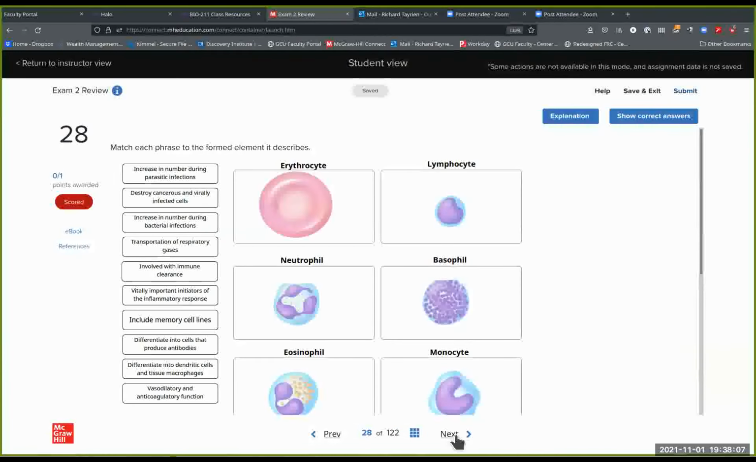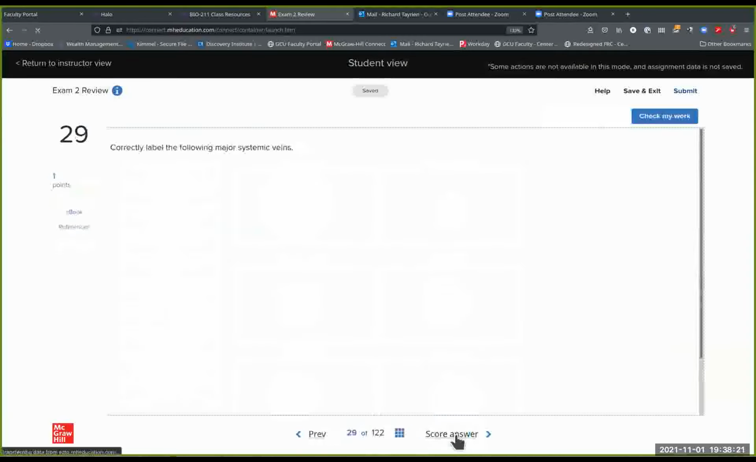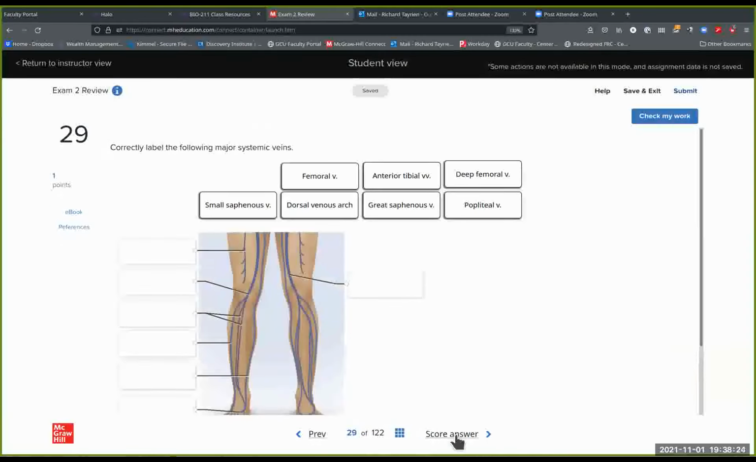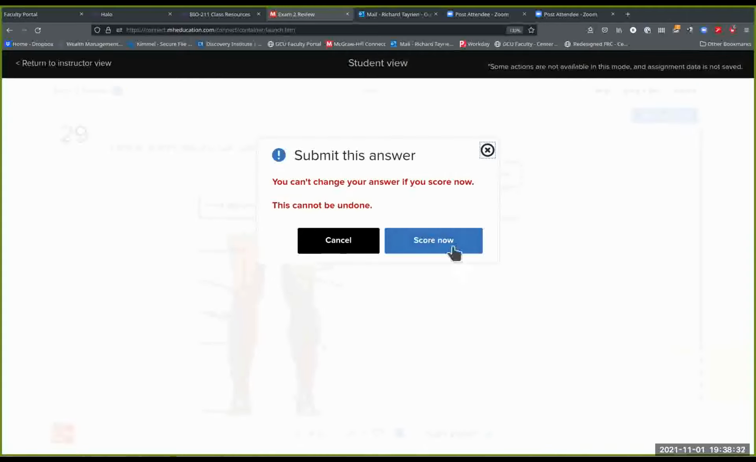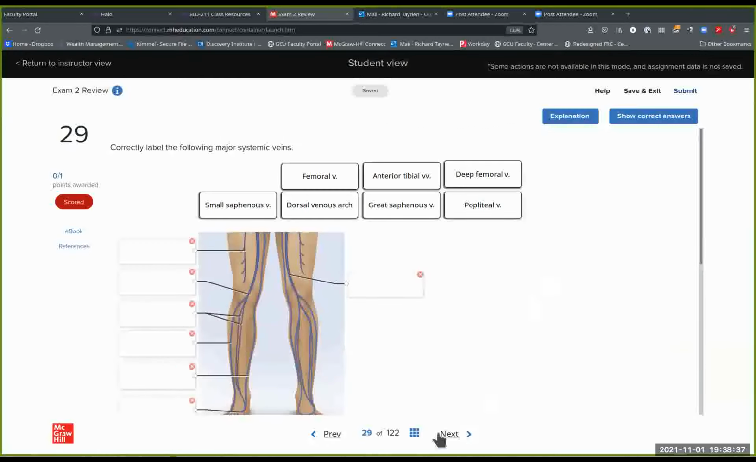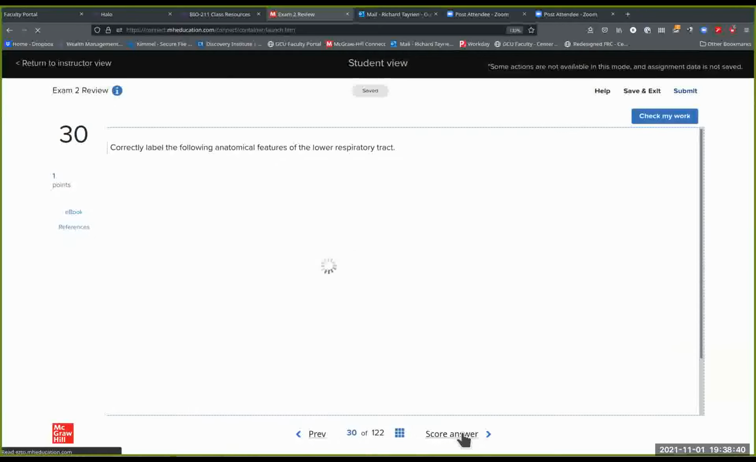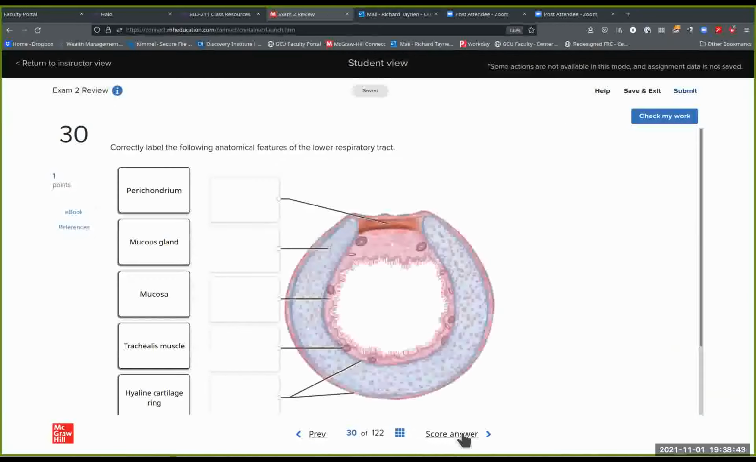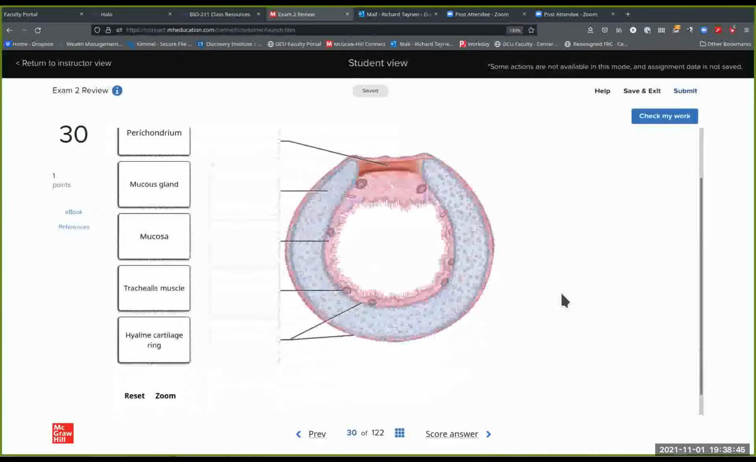Eosinophils are seen in what? Allergic reaction and parasitic infections. Very good. Systemic veins, I think we've done those. I don't think we've been through this.